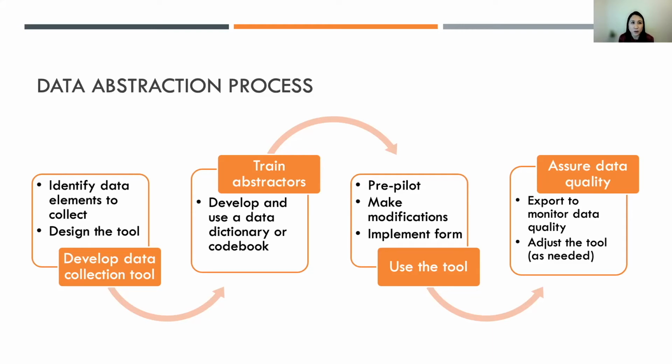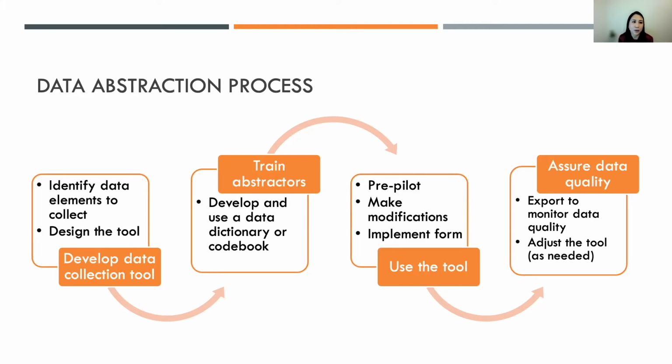So going back to the tip before of starting with the end in mind, you want to identify the data elements that you'd like to collect and then design the tool. And then once you've designed the tool, you really want to, of course, also build in a code book or a data dictionary that helps if there are multiple data abstractors who are going to be helping with data collection. And then, as we know, you want to definitely train the abstractors so everyone is collecting data reliably and consistently between each other.